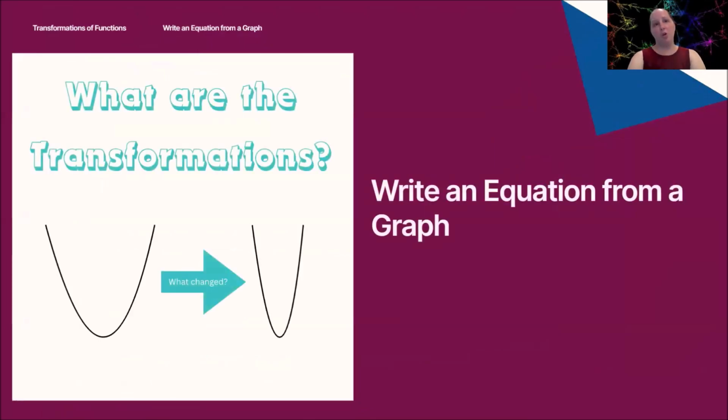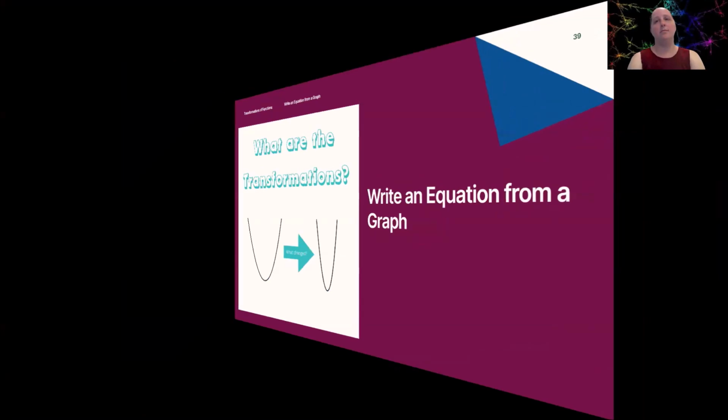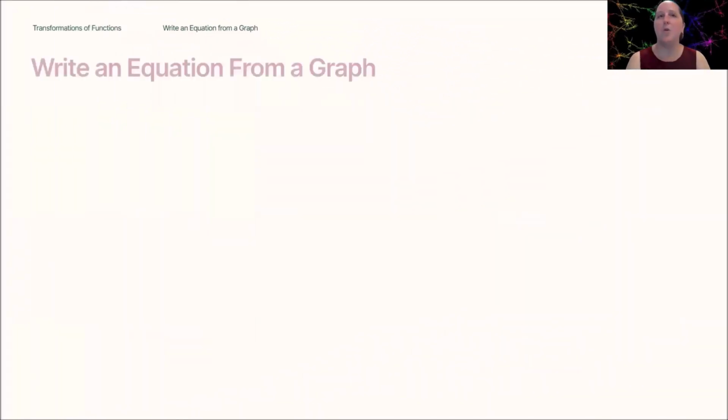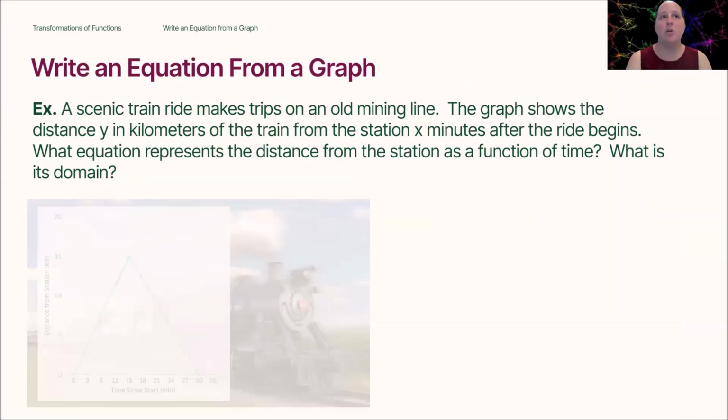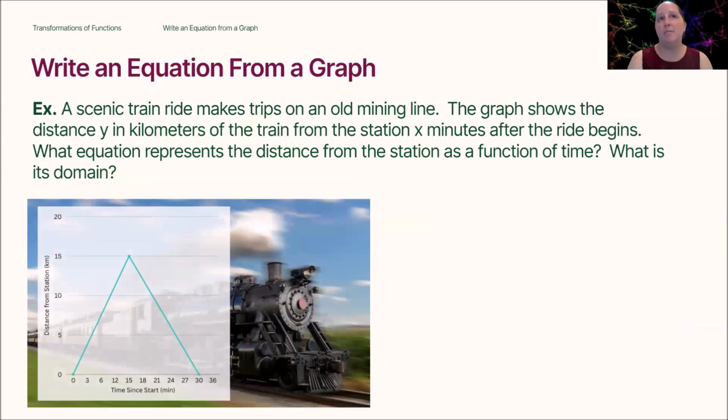Writing an equation from a graph. Okay, so you're thinking about what changed. So example, a scenic train ride makes trips on an old mining line. The graph shows the distance in Y kilometers of the train from the station X minutes after the ride begins. What equation represents the distance from the station as a function of time, and what is its domain?